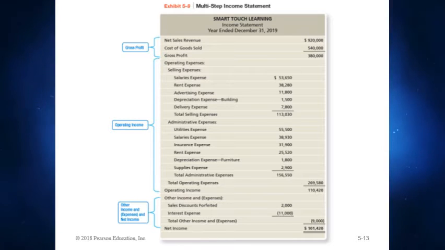Then we go into our other category. So this is other income and expenses. This is where the sales discounts forfeited comes into play. Interest expense goes in here as well. And still, all the way at the very bottom, we get our net income or our net loss number. In this case, there is a net income.